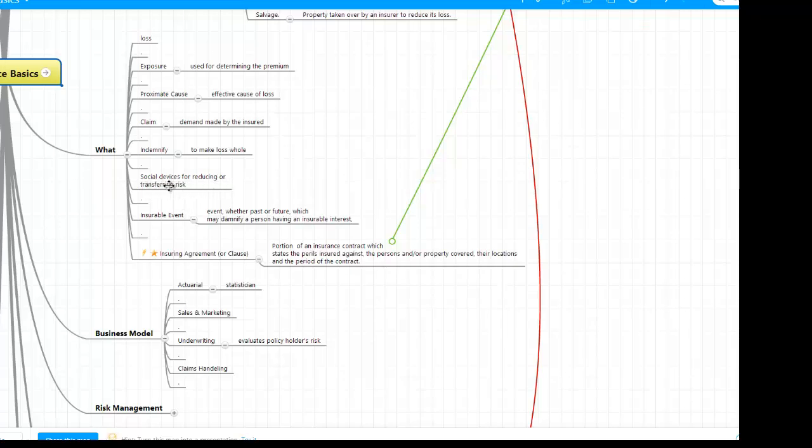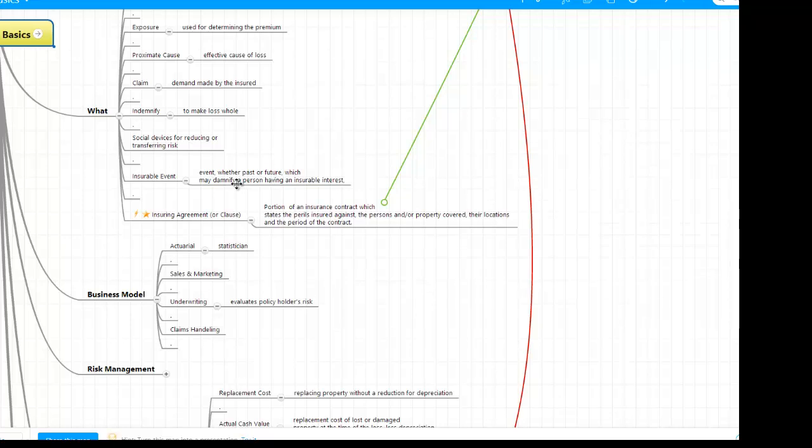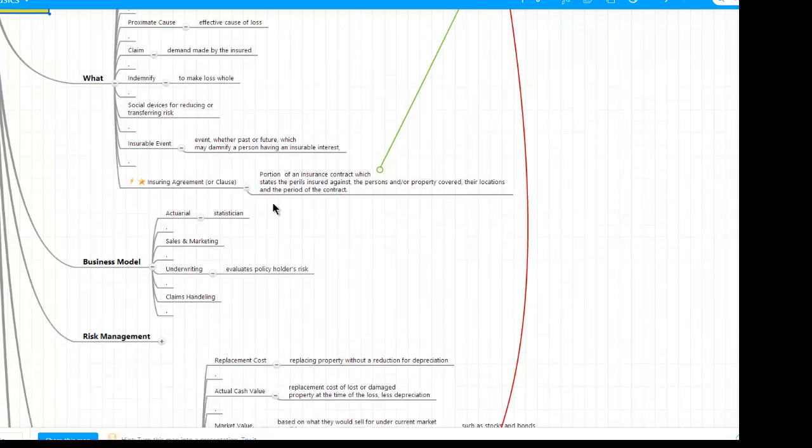It's a real general definition of insurance: a social device for reducing or transferring risk. And then you have an insurable event, whether past or future, that may indemnify a person having an insurable interest. So it could be that you took something now that harms you later, but it's still covered. Something happened to you, but the actual effects, like whiplash, didn't come out till later on. And then the insuring agreement. We'll go over the structure of a policy.